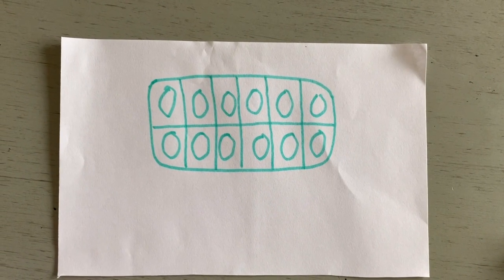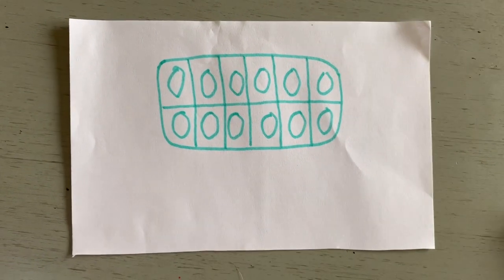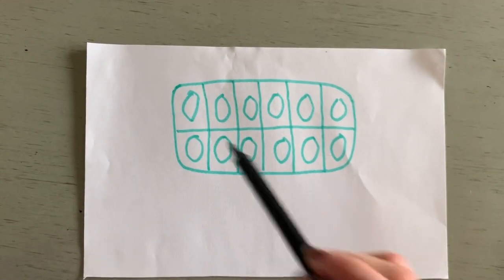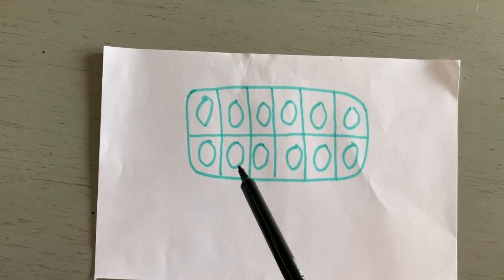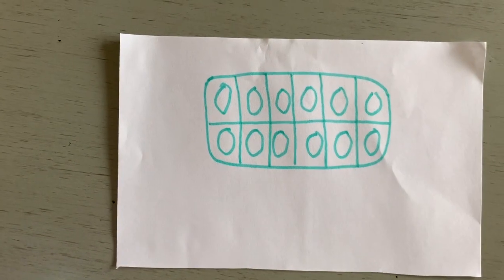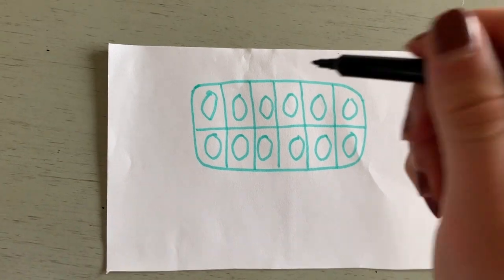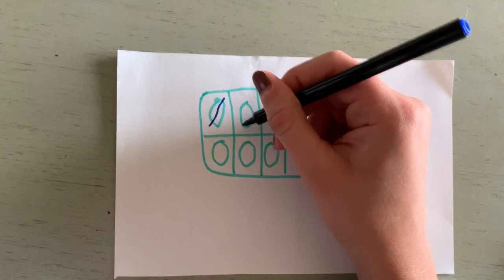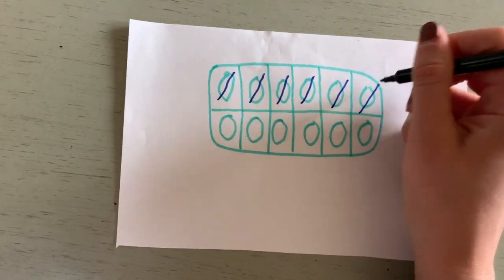So to solve this, I drew a picture. I think drawing a picture is a great way to help you see what you're going to be doing. So I drew an egg carton with 1, 2, 3, 4, 5, 6, 7, 8, 9, 10, 11, 12 eggs. So in the number story, 6 of the eggs break. So I'm just going to cross off the ones that break. 1, 2, 3, 4, 5, 6.